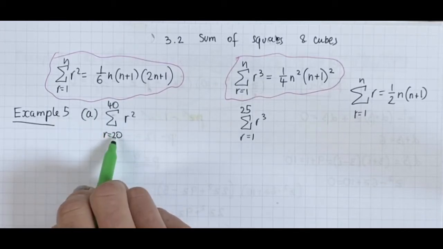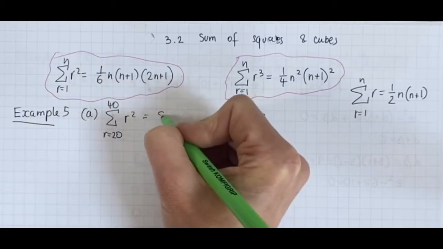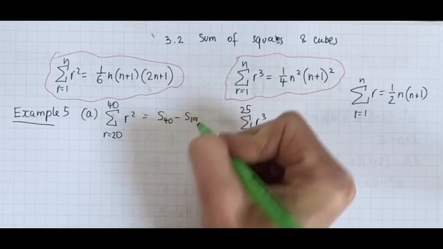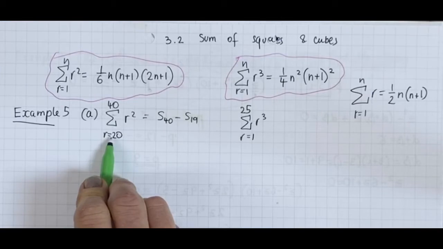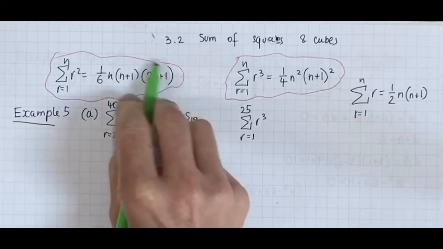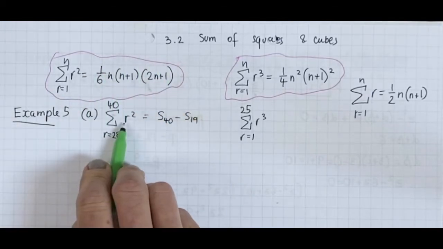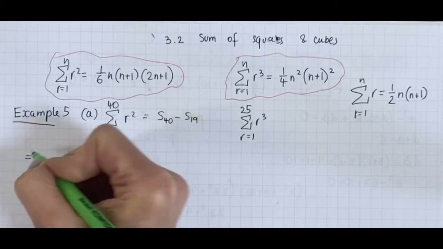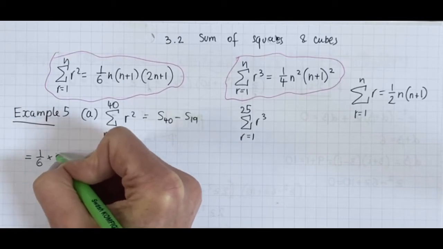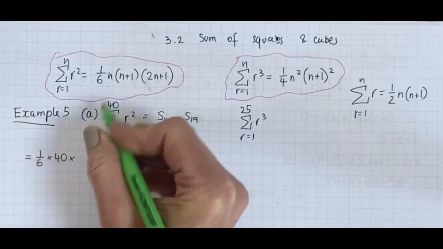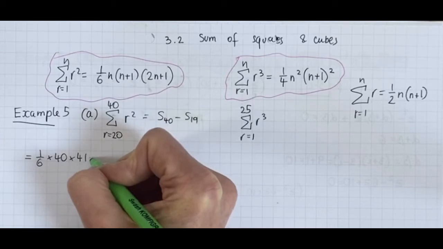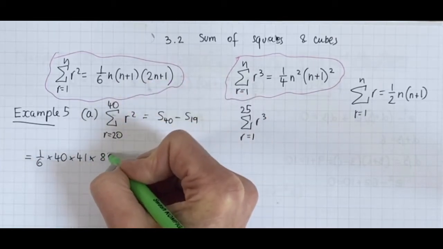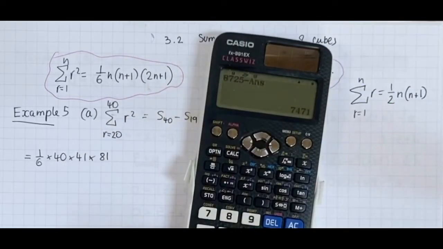So let's have a look. The first one tells me I need to take the sum of 40 terms and subtract the sum of the first 19, because we start from 20. So we're going to use the sum of squares because we're doing r squared. We're going to put 40 instead of n in the first one. So it's 1/6 times 40 times (40 plus 1), so 41, times (40 times 2 plus 1), so times 81.